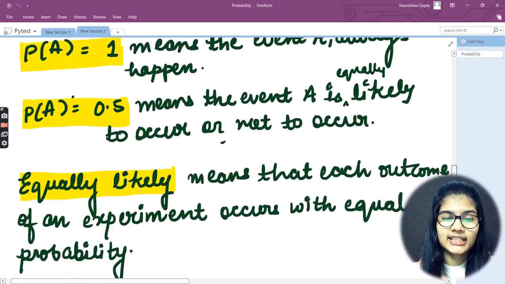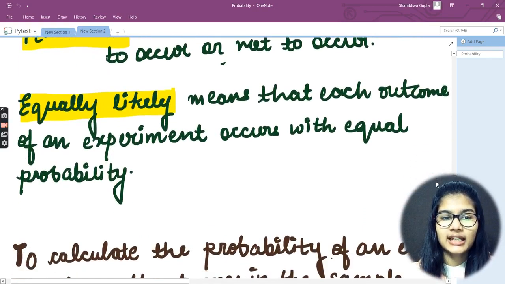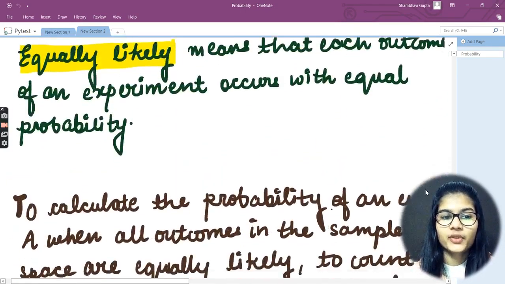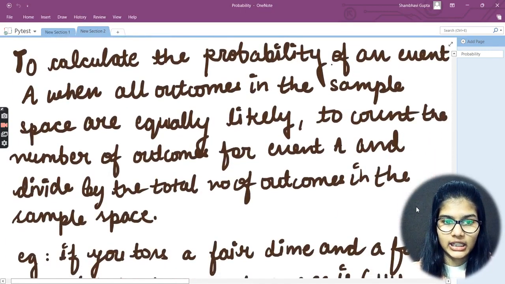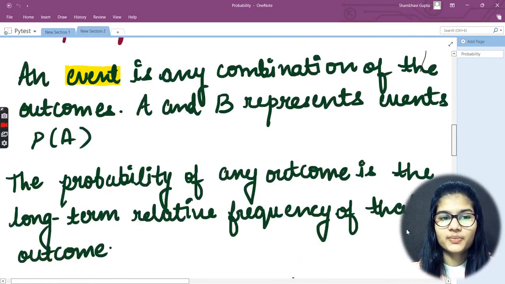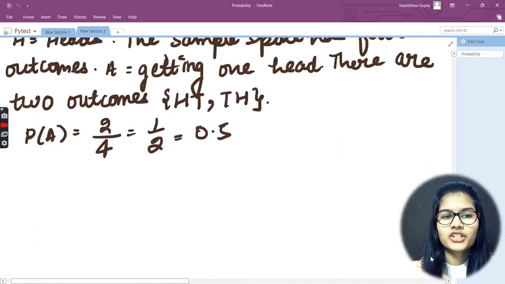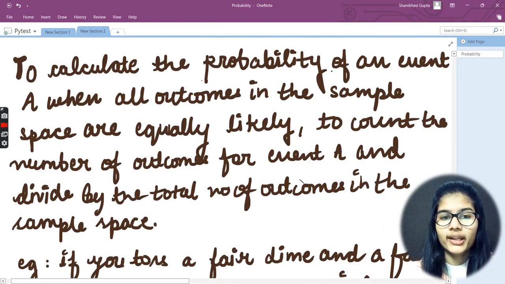And if the probability of A is equal to 0.5, it means that the event A is equally likely to occur or not to occur. Equally likely means that each outcome of an experiment occurs with equal probability. To calculate the probability of an event A when all outcomes in the sample space are equally likely, count the number of outcomes for event A and divide by the total number of outcomes in that sample space. For that, we took up an example of how to compute the probability of an event when the outcomes in the sample space are equally likely.